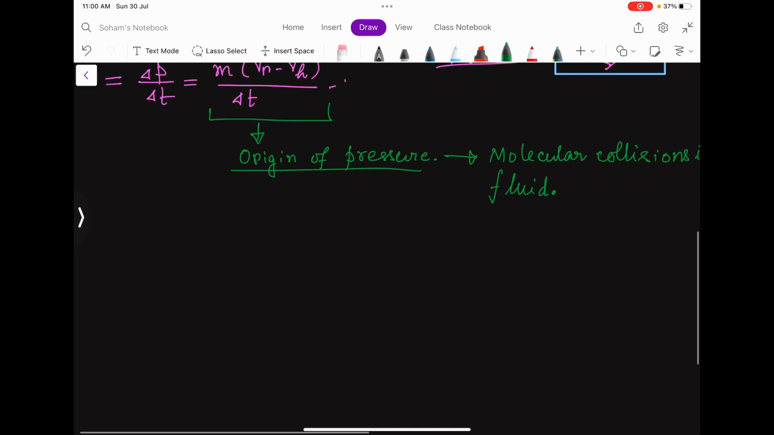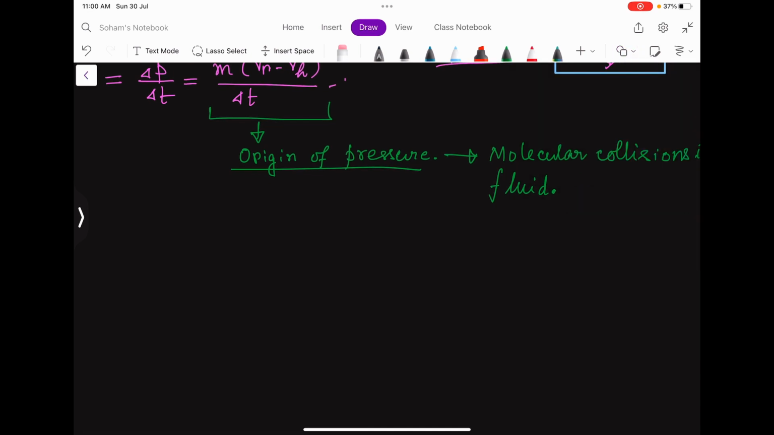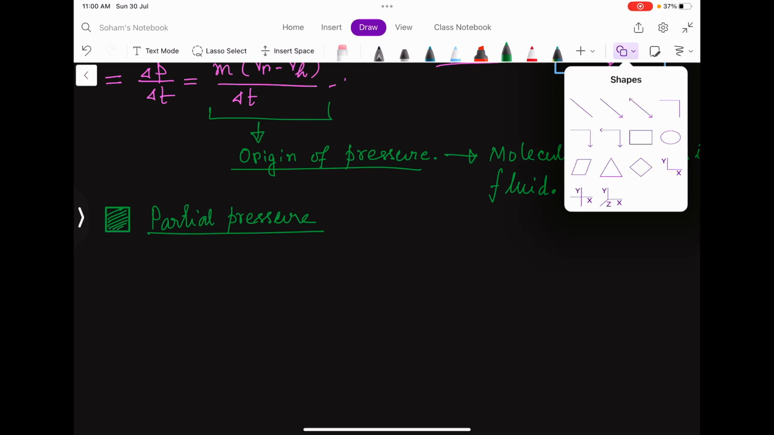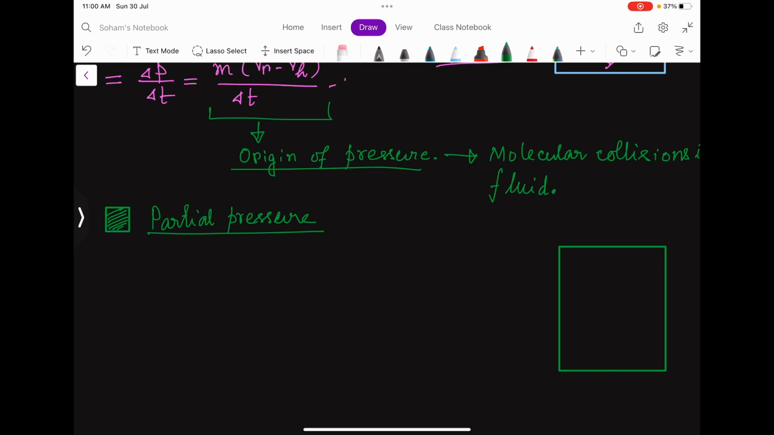Now let us go to another concept. All these are fluid properties, okay. So this is not a fluid property, that is, I am saying partial pressure. I think you have learnt about this partial pressure previously, okay. So again, let us consider a container, and now in this container we have various gases. One gas is denoted by these blue molecules, one gas by these red molecules, okay, and one gas may be denoted by these white molecules, right. So this is a mixture of gases, okay.